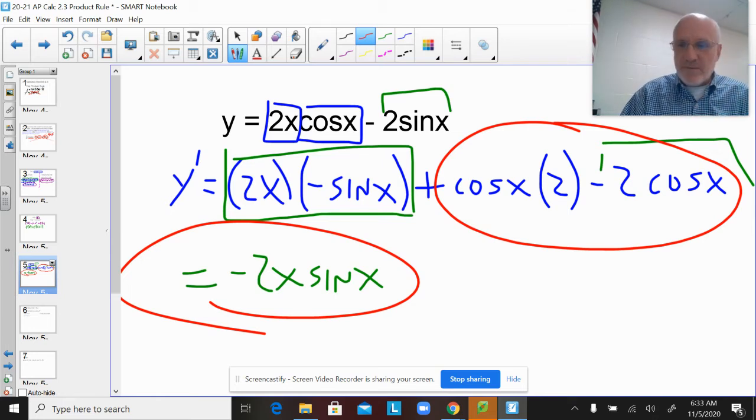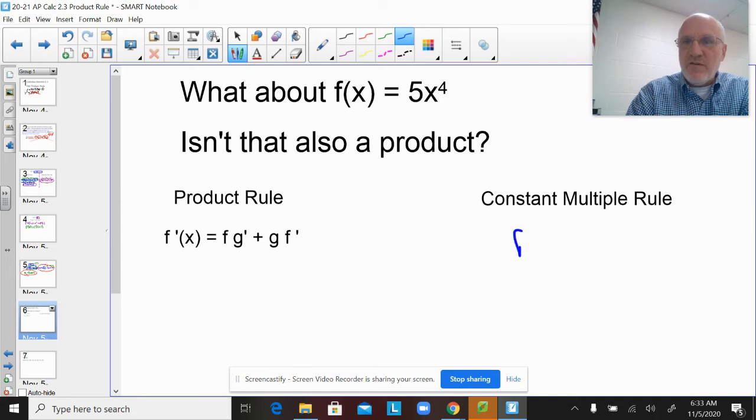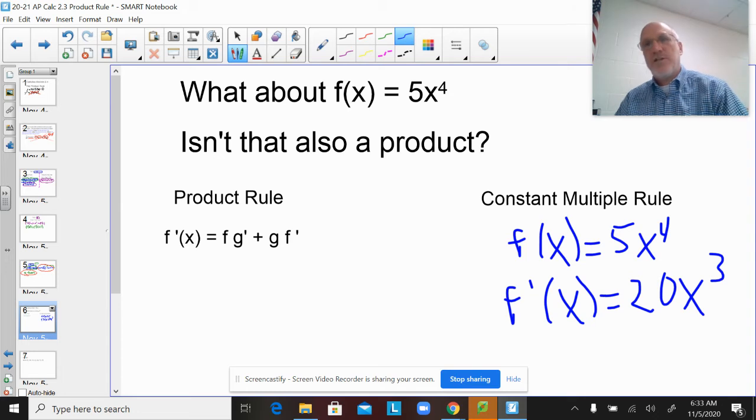I think I have 2 more examples. One is quick. The other one just shows you something that I'm trying to get you to figure out. Okay, all right. What about a function like 5x to the 4th? Obviously, you've known how to take the derivative of 5x to the 4th for a long time. This is not new. So if f of x equals 5x to the 4th, you know that f prime of x is just 20x cubed. That's not new. That's just the constant multiple rule.